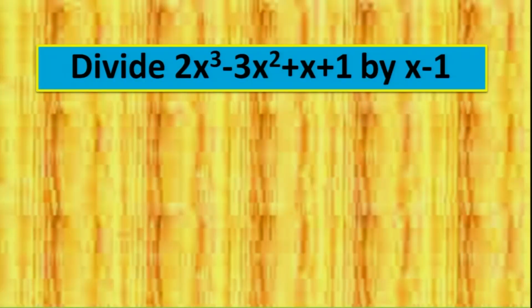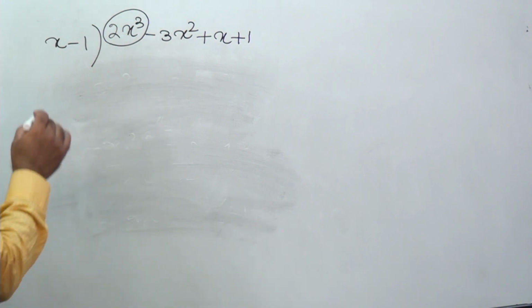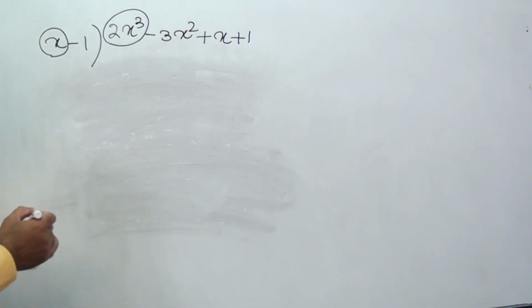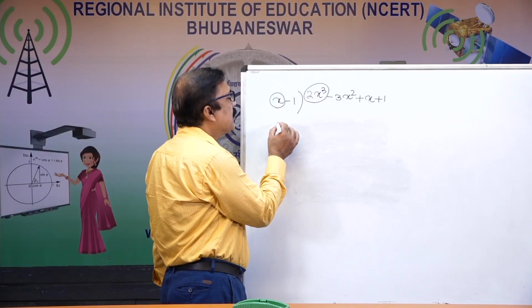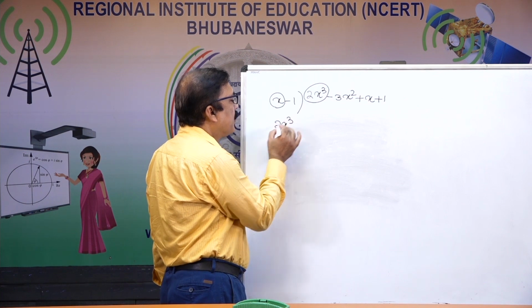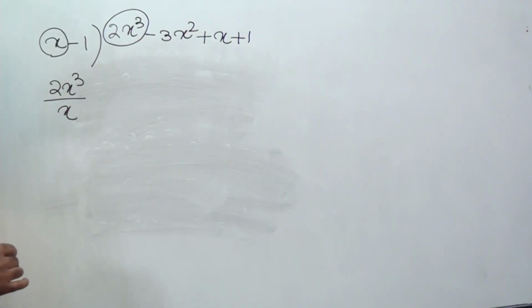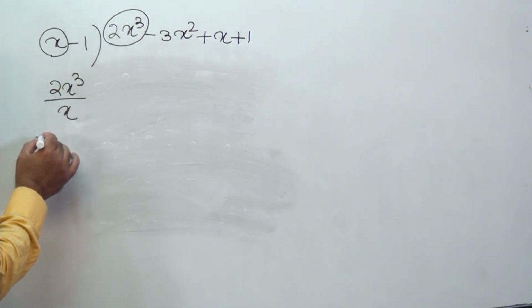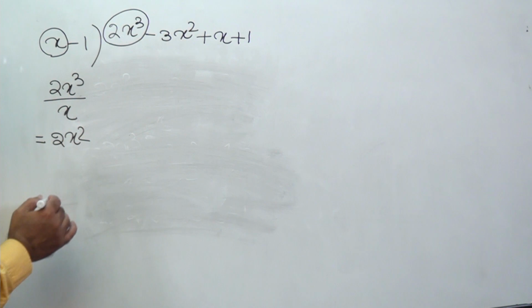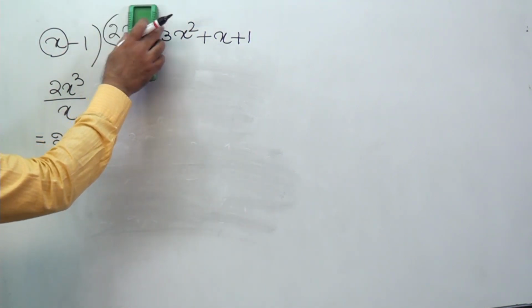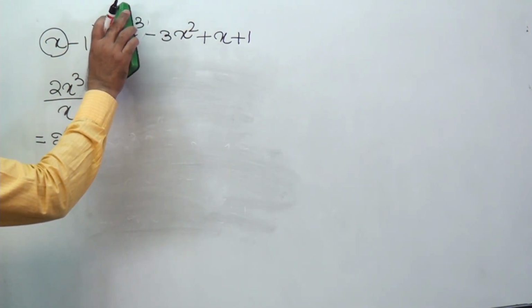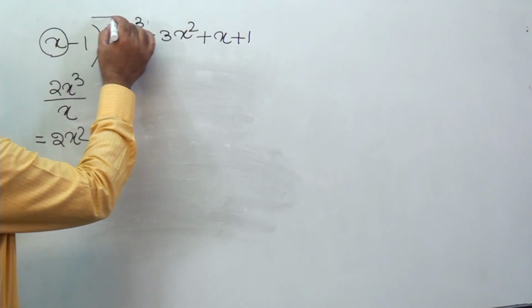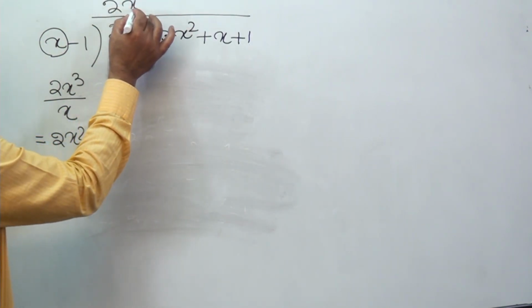Now identify the first term of the dividend and the first term of the divisor. To get the first term of the quotient, we divide the first term of the dividend by the first term of the divisor. Clearly it is seen that it is 2x square. So the first term of the quotient will be 2x square. So it is written 2x square.